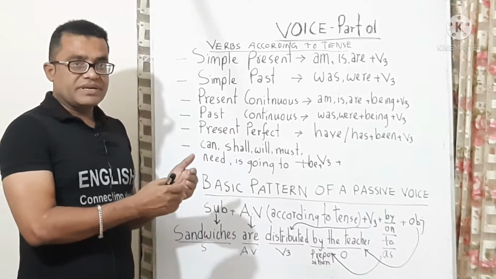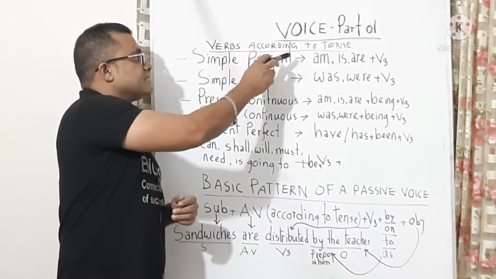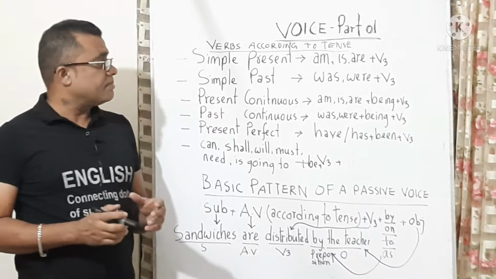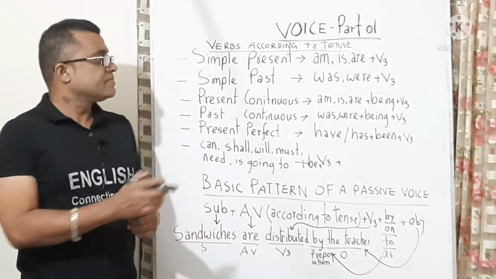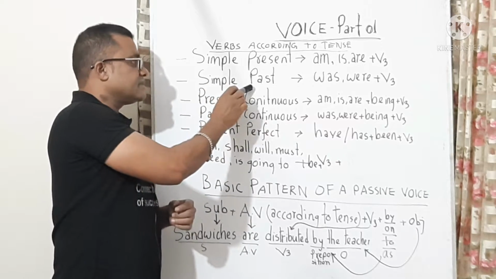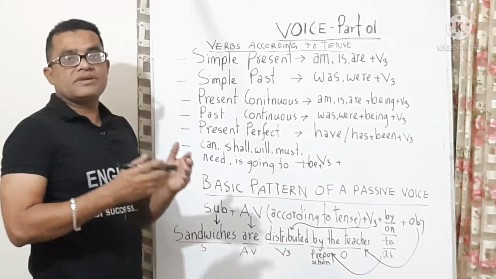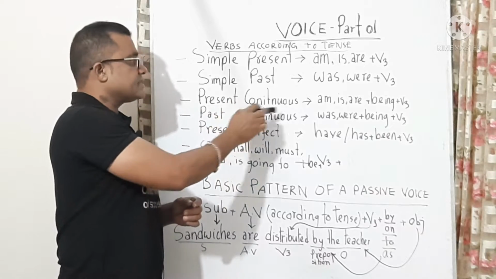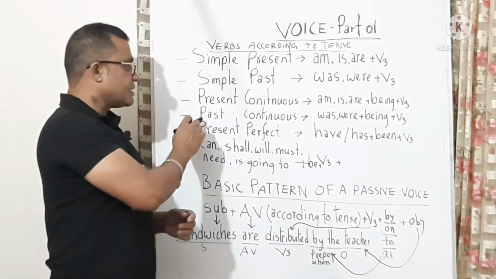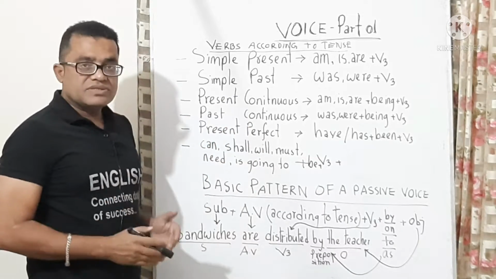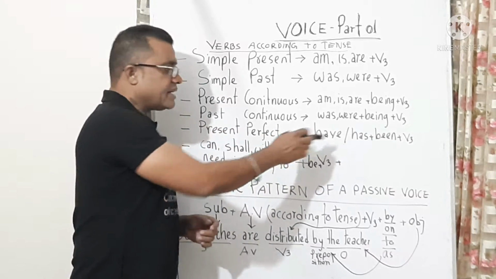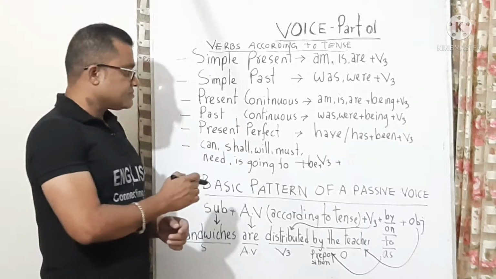And first, this is the part 1, voice part 1. The first thing we are going to describe is the verbs according to tense. That means to make a passive voice, we need some auxiliary verbs. Simple present tense takes am, is, are. Simple past tense takes was, were as auxiliary verb. Present continuous takes am, is, are plus being as auxiliary verb. Past continuous takes was, were plus being as auxiliary verb. Present perfect tense takes have, has plus been as an auxiliary verb.